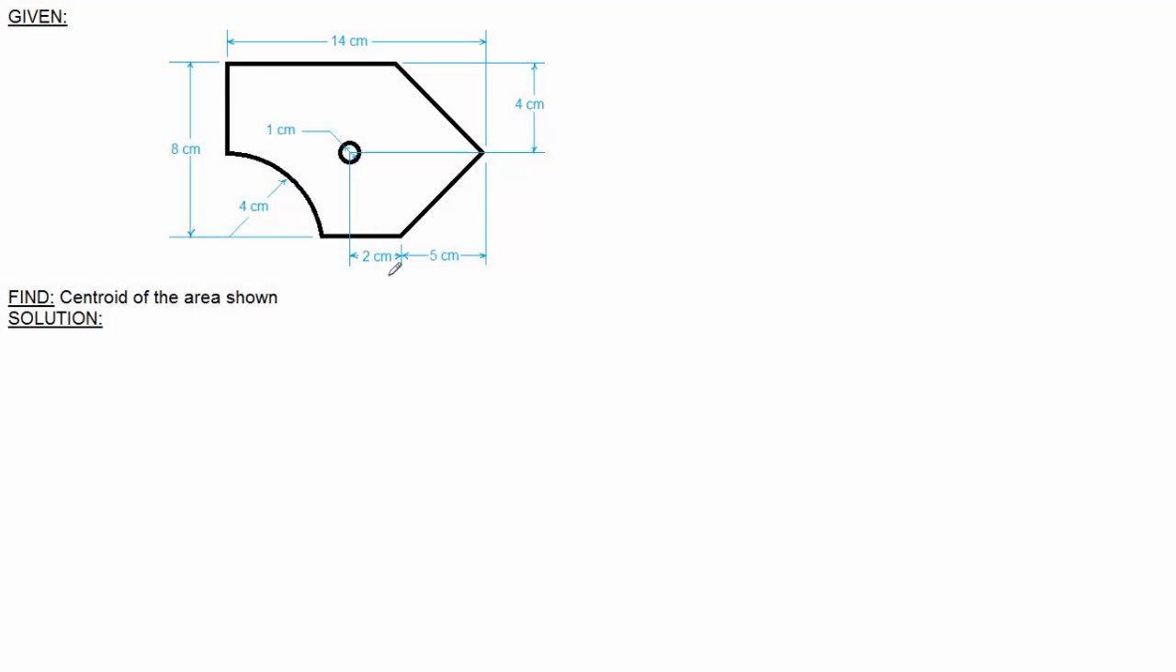The centroid is the geometric center of a shape. When coming to a centroid problem, we see an object something like this, a composite object made up of a bunch of simple shapes. We're asked to find the centroid of the area shown. I typically start by looking at the object and trying to break it down into its various parts.